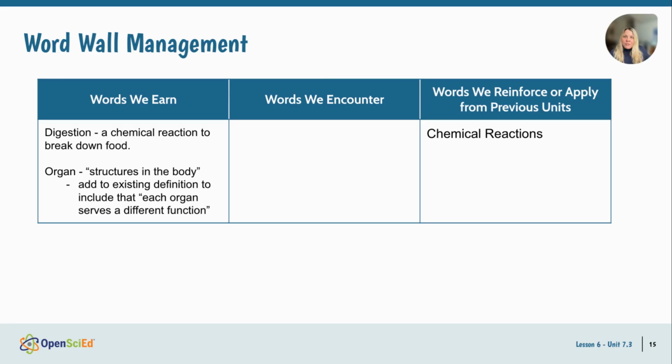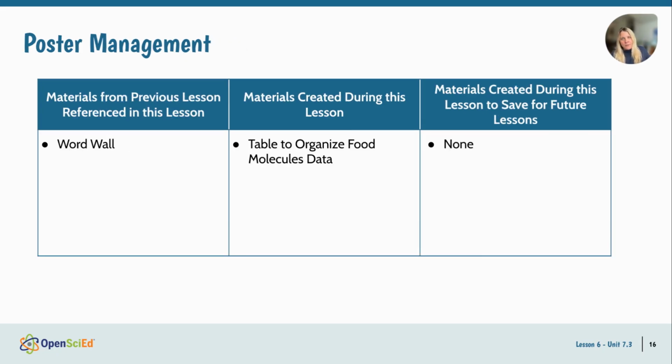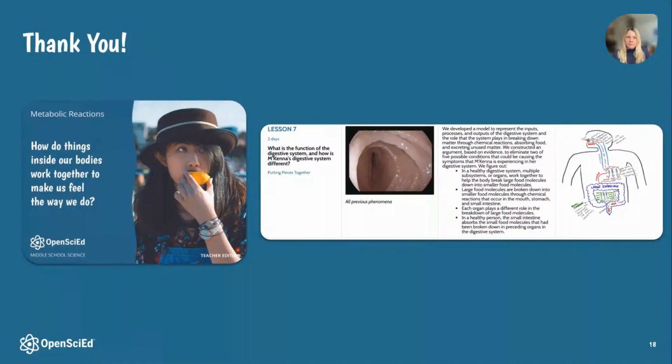Next, we're going to earn 2 words in this lesson. We earn the words digestion and organ. Another word that is reinforced, though, is chemical reactions, which we also reinforced in the last lesson as well. In terms of poster management, you will be referring back to your word wall again, and your students will be creating that handout of that data table, but there are no large posters that you'll be creating during this lesson.